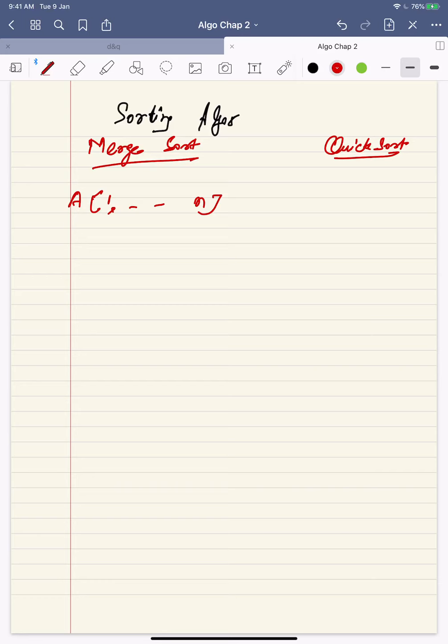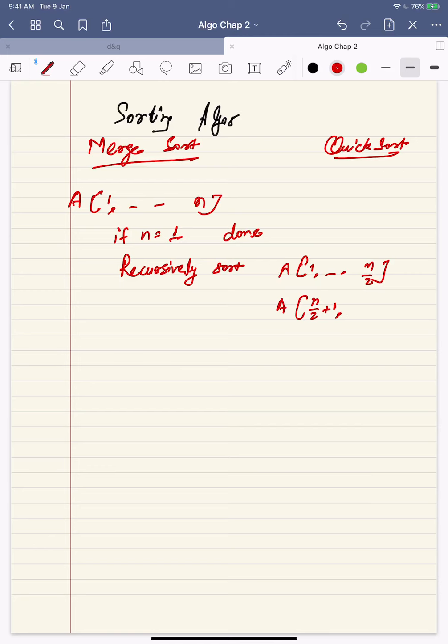If n is 1, you are done with the base case. Otherwise, you recursively sort 1 to n by 2 and n by 2 plus 1 to n. Okay, so you're sorting these two. You are taking your original problem of instance size n and dividing it into problems of smaller instance sizes, n by 2, n by 2. Now you recursively sort it.